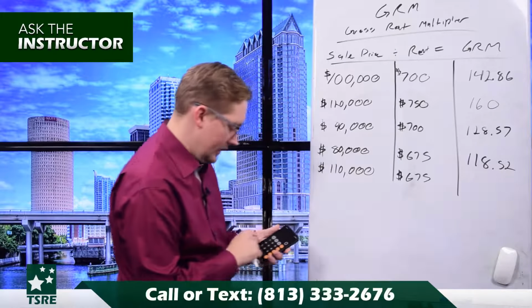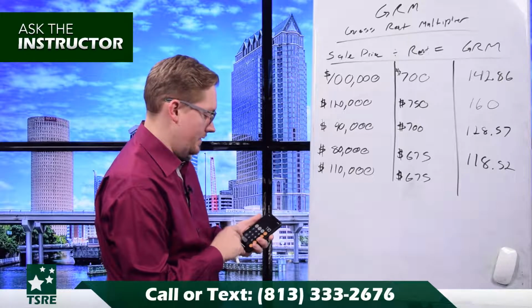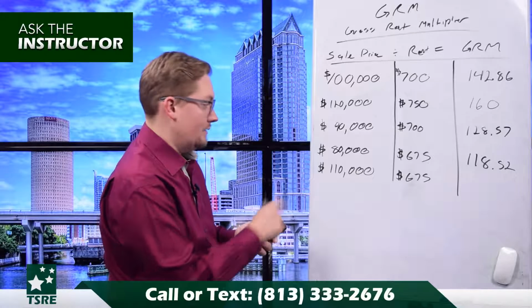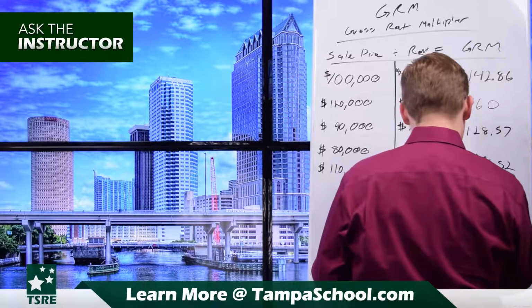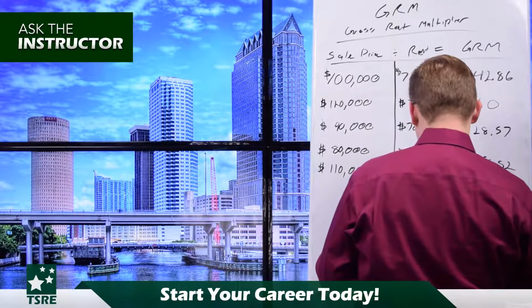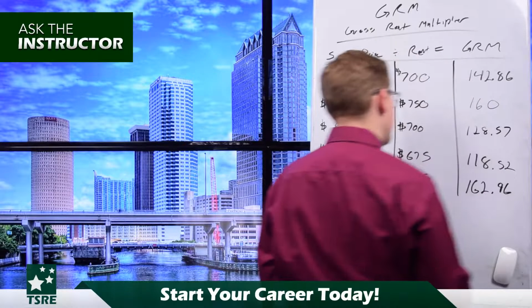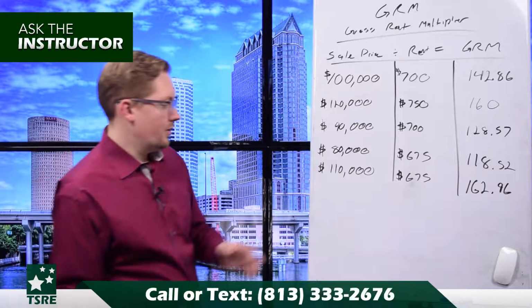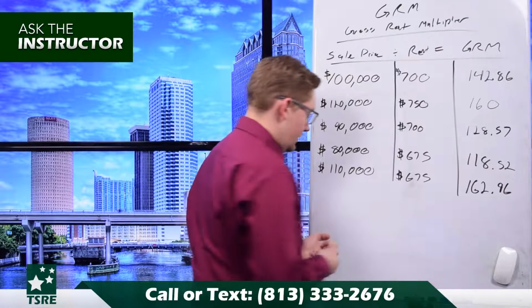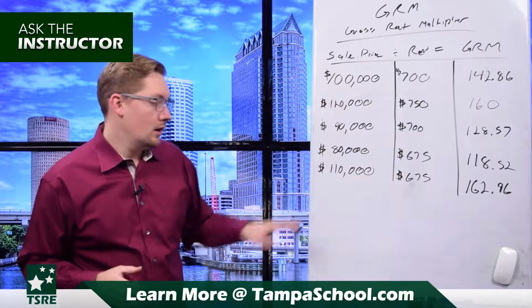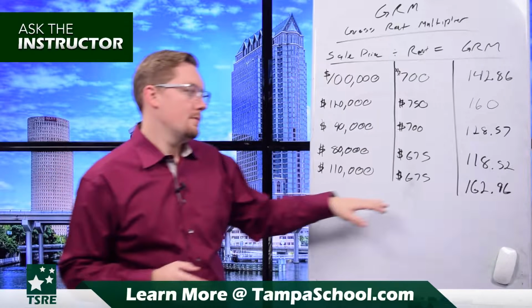Now, to really show that difference again, if we take that same rent of $675, but now on a $110,000 property, so $110,000, and divide that by the $675 here, we've got our highest gross rent multiplier of 162.96.